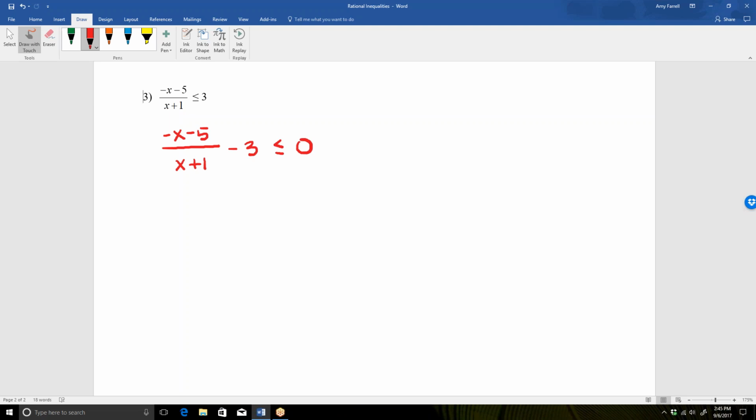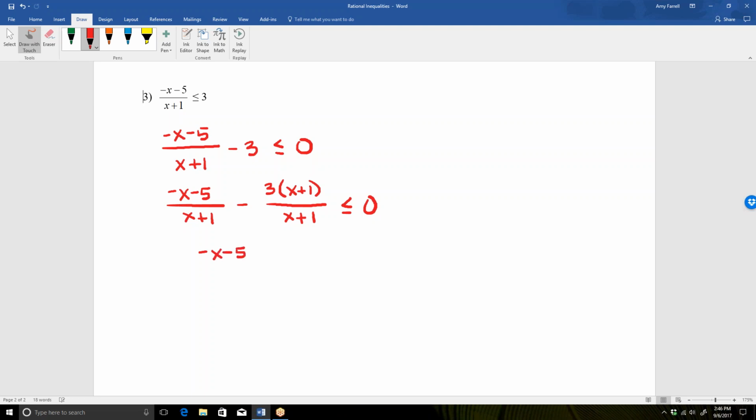Then I want to make it look like the last couple of problems. And so I'm going to need to combine these. I need to subtract 3, but I can't subtract 3 unless I have a common denominator. So I'm going to think of the 3 as kind of like 3 over 1, and I'll multiply both the numerator and the denominator by x plus 1. This is going to allow me to subtract that 3, and I'll be able to get just a single rational expression on the left-hand side.